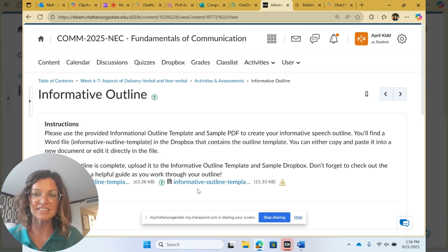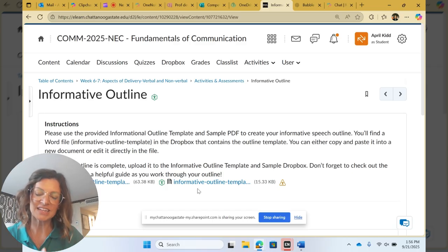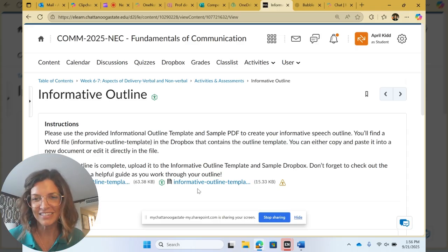It's going to be very important that you take the oral citation that you created in your research assignment for each source and that you plug that piece directly into this informative outline so that the research that you did last week goes directly into this assignment and we keep building into our speech planning process for the product of the informative speech.